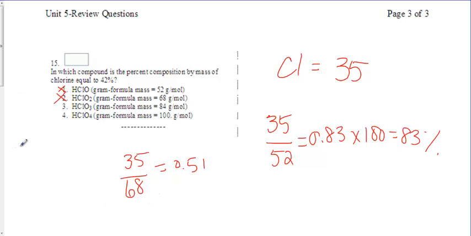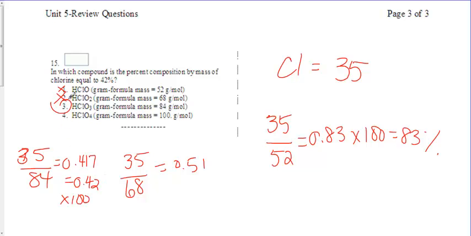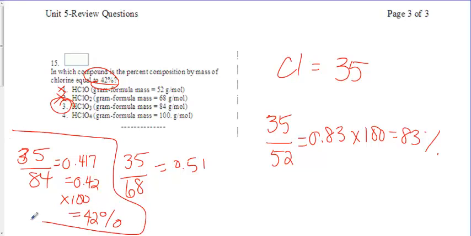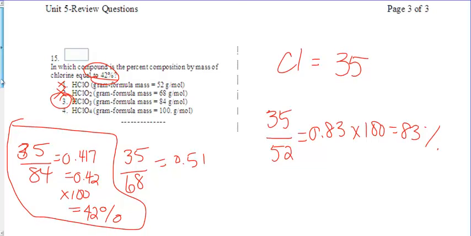Next one, I have 35 out of 84. It's really sloppy. 35 divided by 84 is going to be 0.417, which actually rounds to 0.42 times 100, and that is going to be my answer, 42%. So this is the correct answer there, and then you don't have to go any farther.